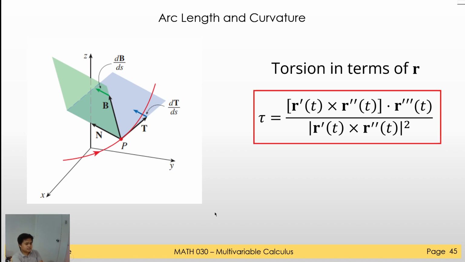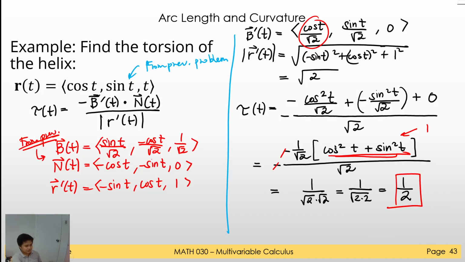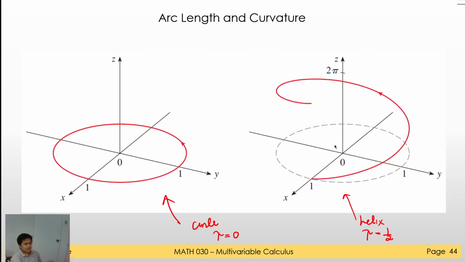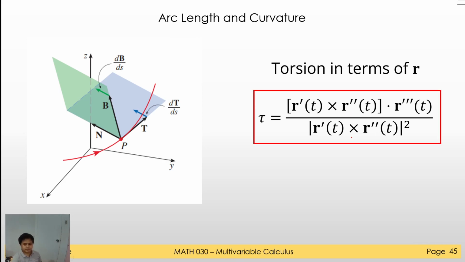I'll just add this. Now you can find the torsion directly in terms of just the derivatives of your vector valued function R. So instead of calculating the long binormal and normal vectors, we can do this directly by finding the derivatives of R and then evaluating its dot product and cross product and so on. Okay, so that's it. Thank you guys.